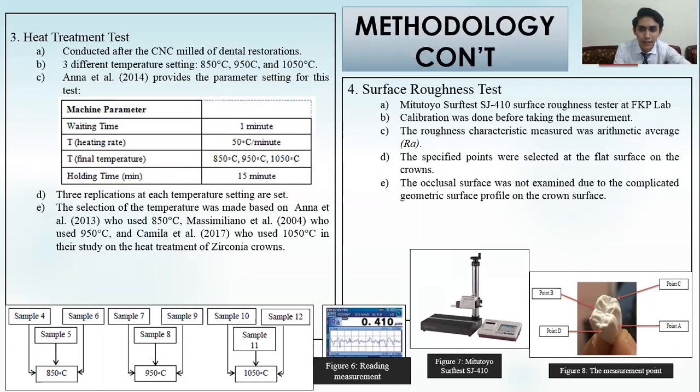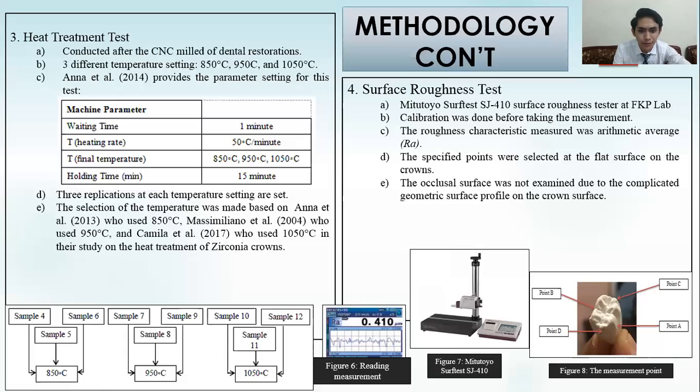For the machine parameter settings, we use those from other researchers, such as the waiting time, heating rate, final temperature, and holding time. After we finish the heat treatment, the selected samples are tested for surface roughness using the Mitutoyo Surftest SJ-410 provided by FKP Lab, as you can see in figure 7. The selected samples are 2 from the untreated group and 2 from each temperature setting used earlier. Before starting the test, we need to perform calibration, which is adjusting the detector gain so the SJ-410 can yield correct measurements.